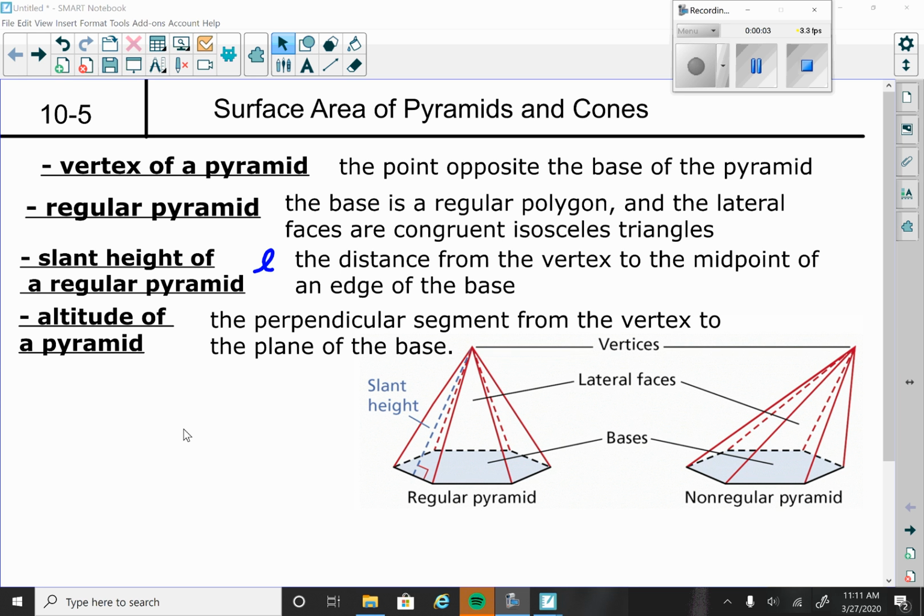Hi, this is Mrs. Young, and this is our lesson on surface area of pyramids and cones. Again, remember that you can pause the video, rewind the video, rewatch the video at any time in case there's something that you miss.